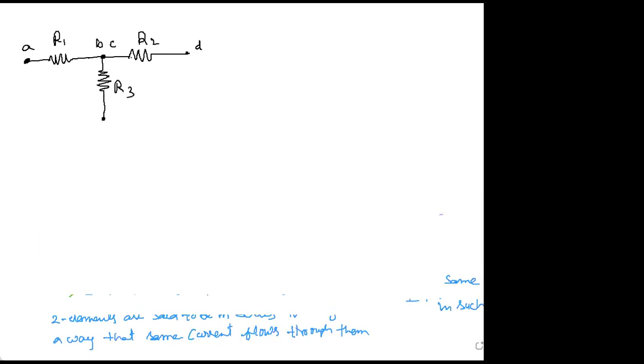The only criteria to identify whether two elements are in series or not is they should be carrying the same current. Whatever current flows in the first resistor, that same current should flow in the second resistor, and if that same current also flows through the third resistor, then these three are in series. In this case this fails, these are not in series.